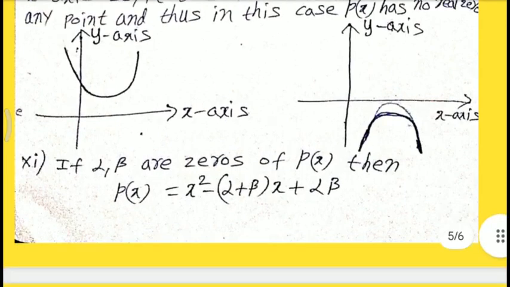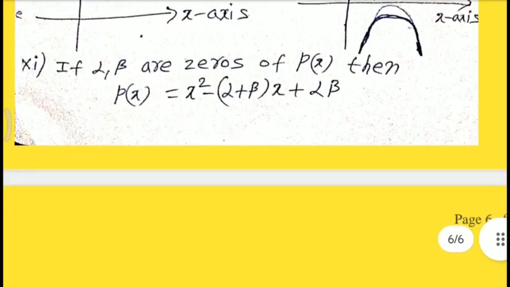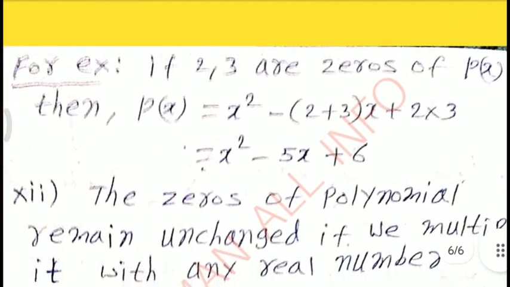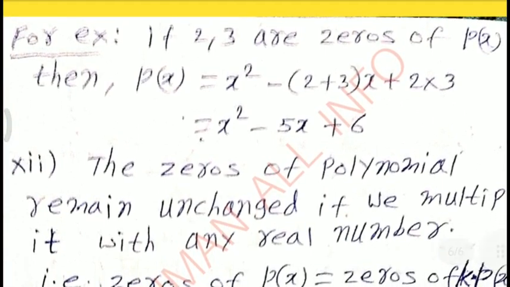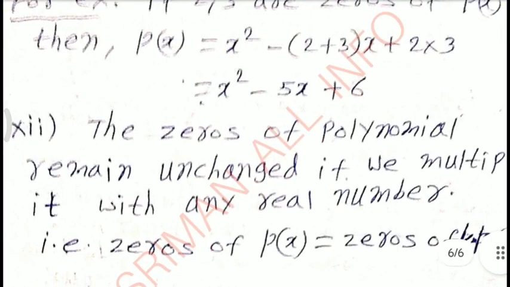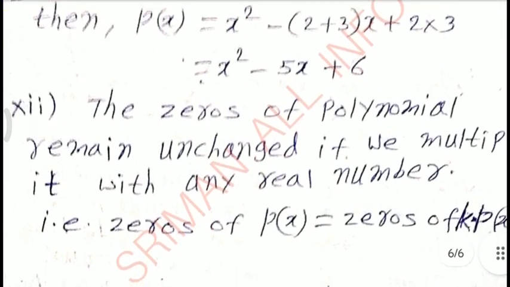11th one, if alpha, beta are zeros of p of x, then p of x is equal to x square minus (alpha plus beta) x plus alpha into beta. These are the main basic concepts about polynomials. For example, if 2, 3 are zeros of p of x, then p of x is equal to x square minus (2 plus 3) x plus 2 into 3. By simplification we get x square minus 5x plus 6.